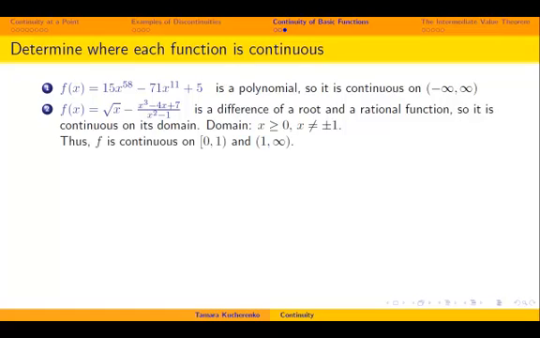f is continuous on [0, 1) and (1, infinity). Here at 0, f is continuous from the right.